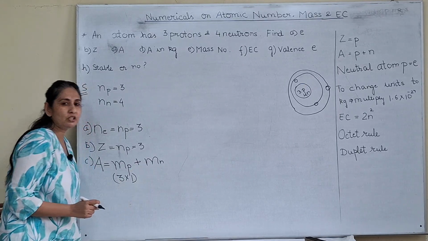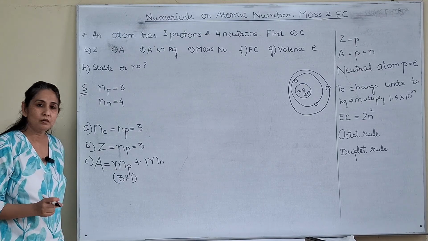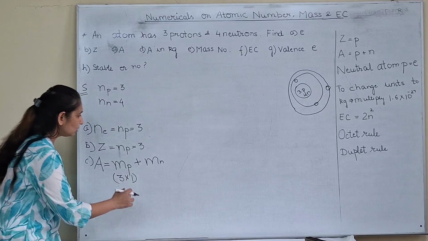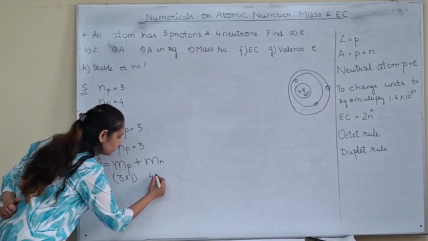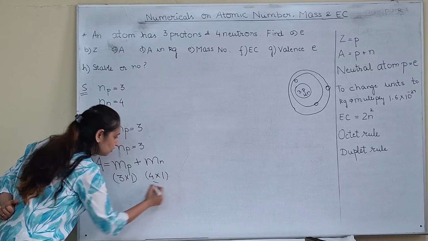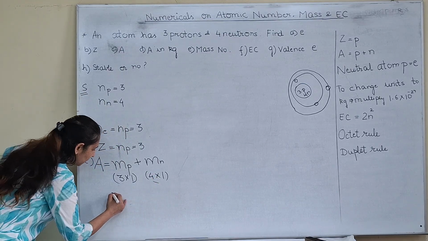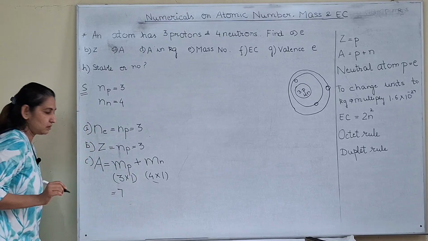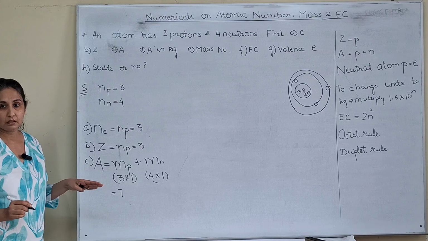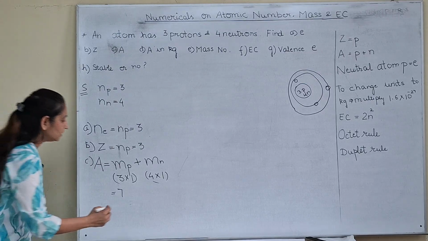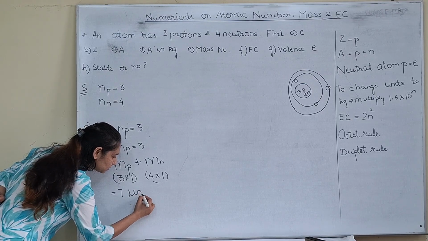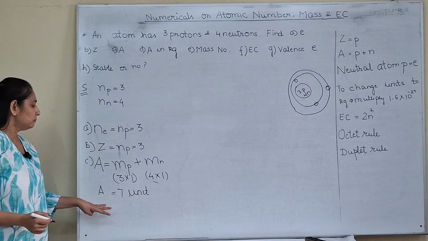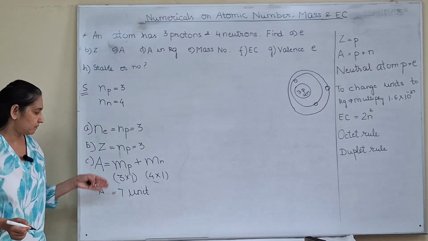Similarly, what is the mass of each neutron? That is also 1 unit. Each neutron is 1 unit. So what will be the mass of 4 neutrons? This. So the total mass of this atom becomes 7. Now this is mass, so it has to have some units, and the unit is units. So this becomes the mass of one atom, 7 units.